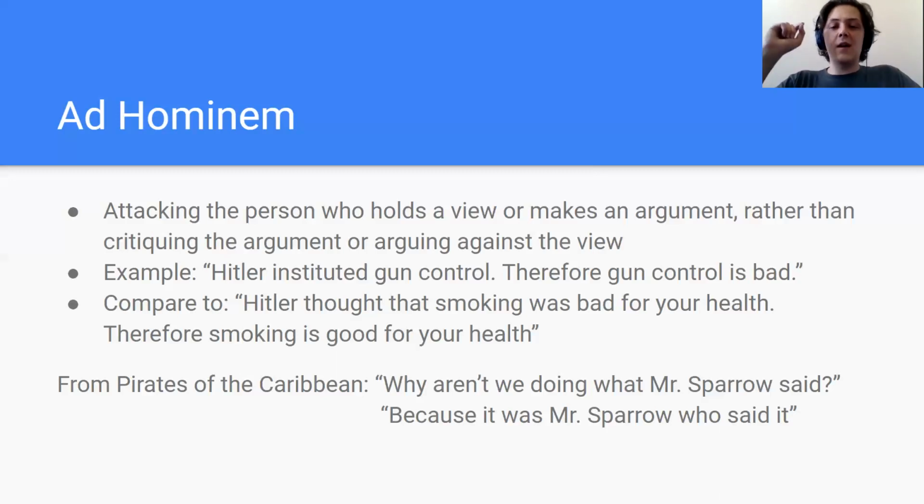So thinking that, okay, Hitler thought smoking was bad for your health, therefore smoking is good for your health, that's an ad hominem fallacy. It's attaching this view to a bad person who supports it and then attacking that person rather than attacking the view, right? So that's an ad hominem fallacy. What we want to do in philosophy is not attack people. We want to attack views.